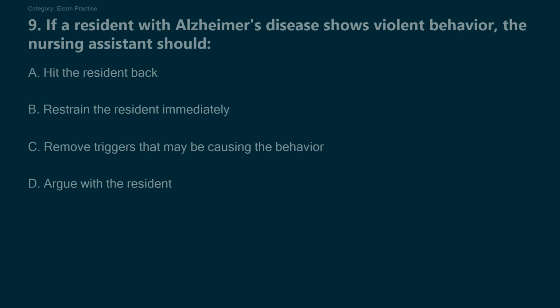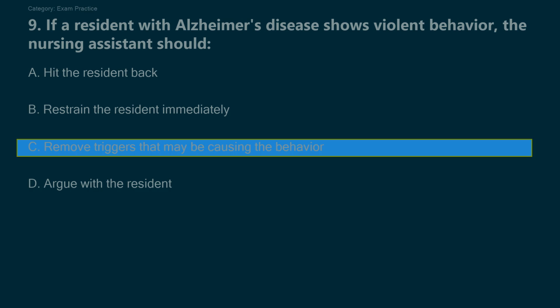Question 9. If a resident with Alzheimer's disease shows violent behavior, the nursing assistant should: Option A. Hit the resident back. Option B. Restrain the resident immediately. Option C. Remove triggers that may be causing the behavior. Option D. Argue with the resident. The correct answer is option C. Remove triggers that may be causing the behavior.